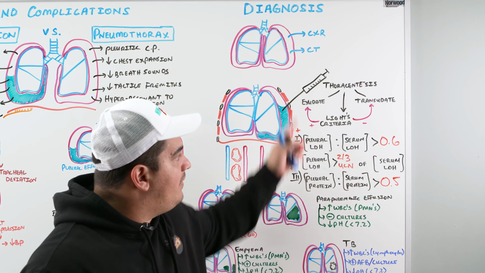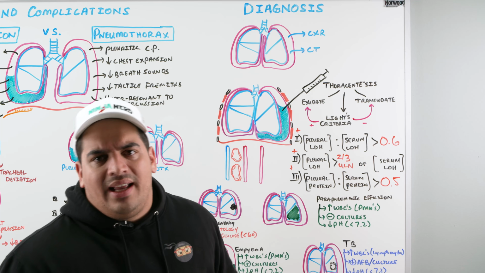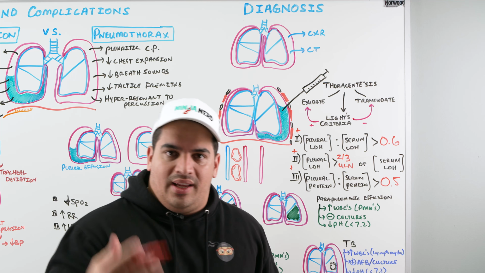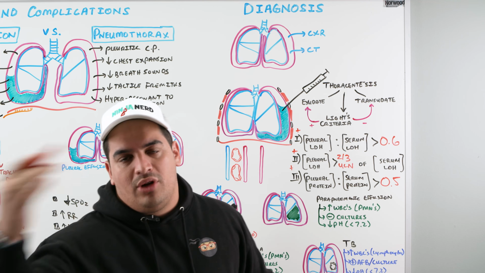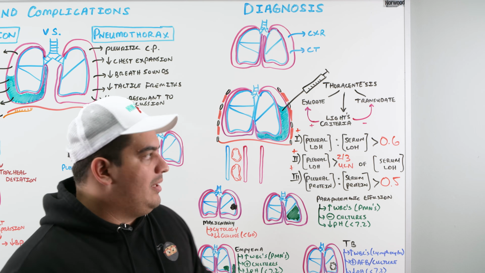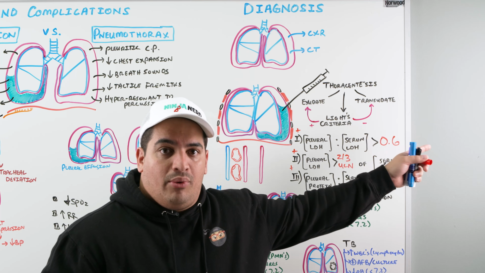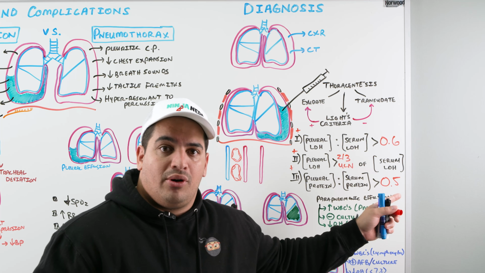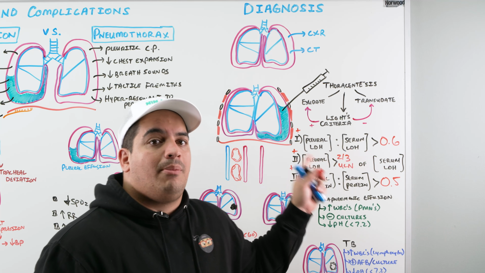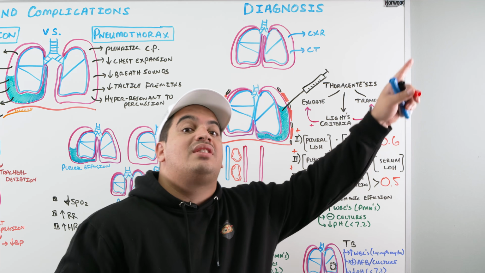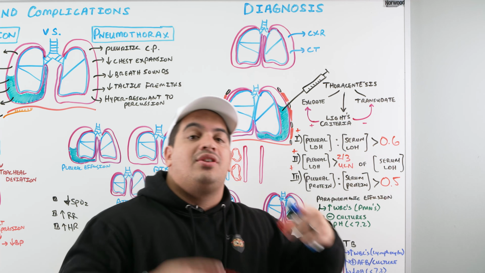So if any of these are positive, you go to exudative. If they're negative, it's transudative. And then again, you start thinking, could it be cirrhosis? Could it be nephrotic syndrome? Could it be CHF? Those are the basic concepts you go through here. So again, pleural LDH to serum LDH ratio greater than 0.6. Pleural protein to serum protein greater than 0.5. If the pleural LDH is greater than 2/3 the upper limit of normal of the serum LDH, that's also a positive finding.